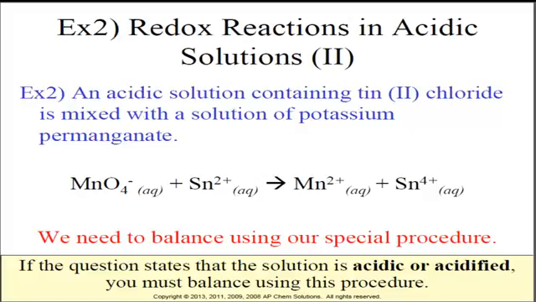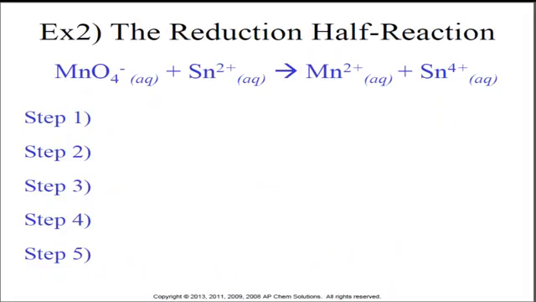So for balancing, we're left with oxygen atoms on only one side and charges that don't balance. So we have to use our half reaction method. So let's start with step number 1. Let's do the reduction half reaction.